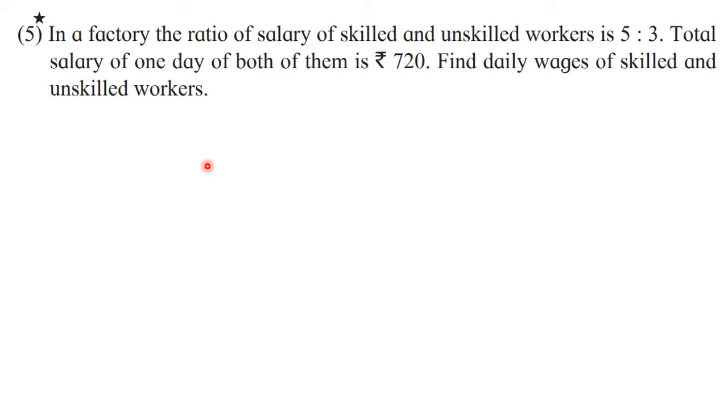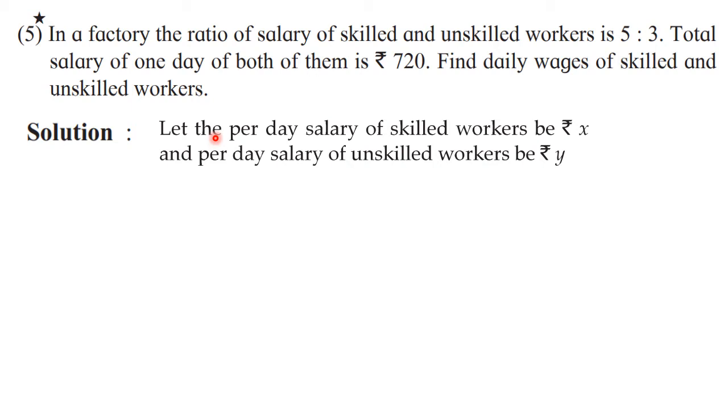Here the two things which we want to find, we are going to take as unknowns. The daily wages of skilled workers we will take as rupees X, and the daily wages of an unskilled worker we will take as rupees Y. So that will be our first statement in the solution: let the per day salary, or daily wages, of skilled workers be rupees X and per day salary of unskilled workers be rupees Y. You can use the word daily wages also, any word will do.